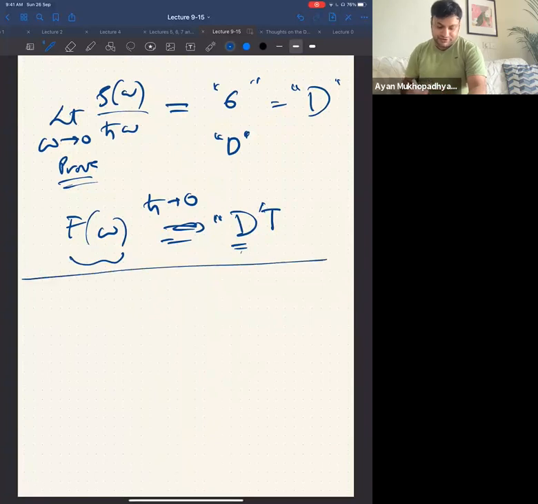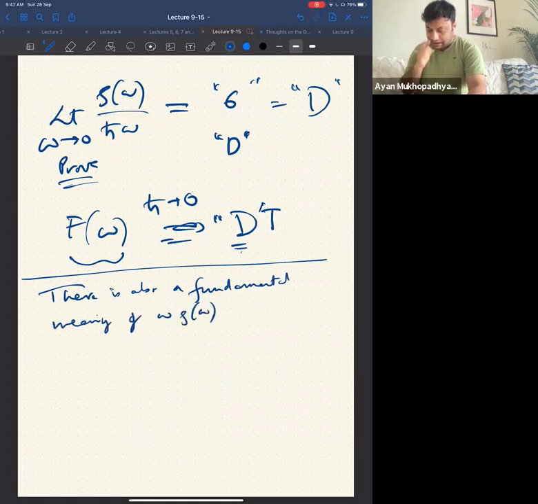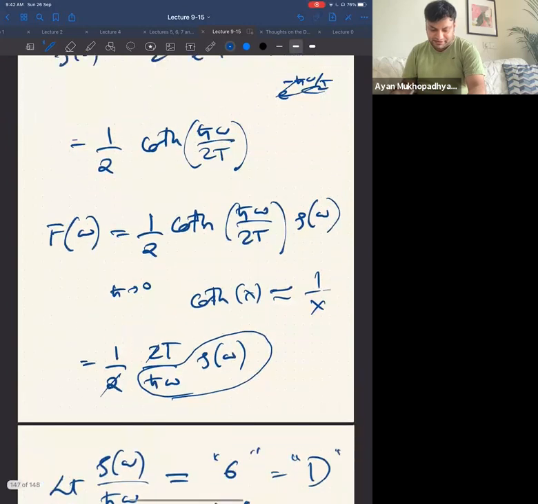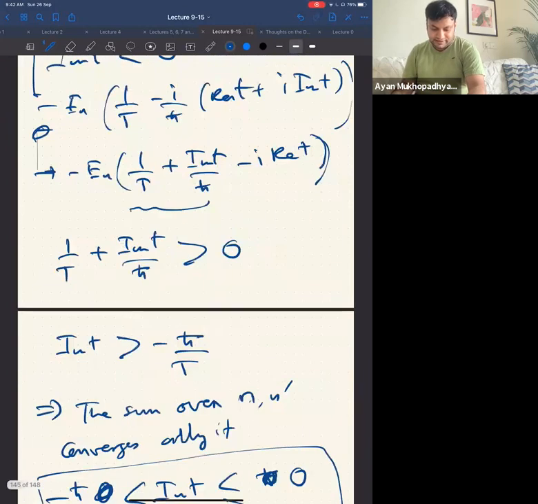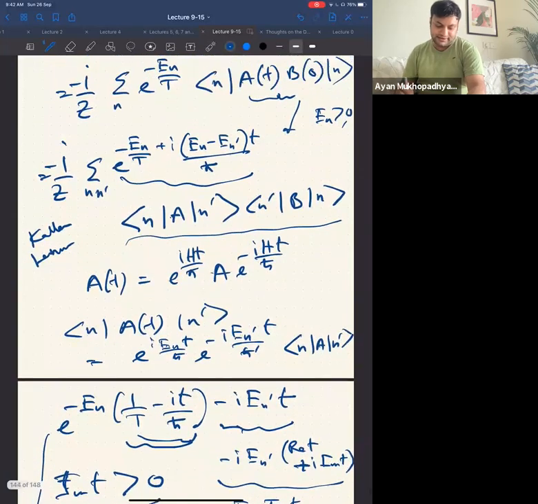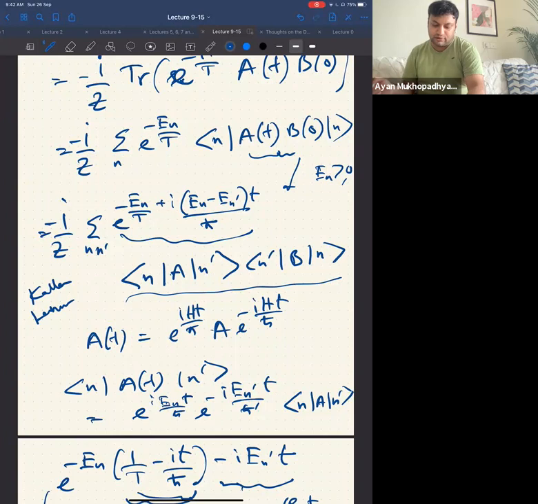But what we'll do today is to understand there is also a fundamental meaning of omega rho omega. Okay, this is something that is useful. So to do that, let us go back to the spectral representation that we just said. The spectral representation that I gave for G greater AB is simply this. It is minus i by Z sum over n, n prime over all energy levels. And we assume that all energies are positive, because otherwise you have a little bit of an issue for convergence.